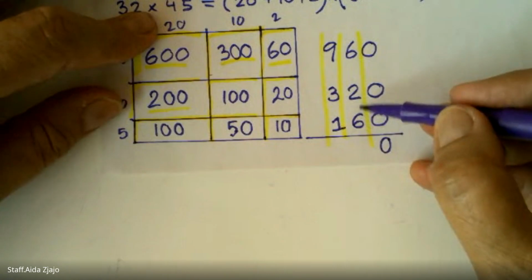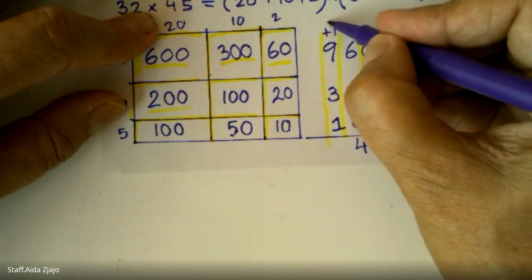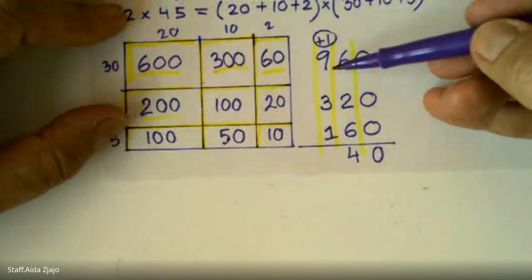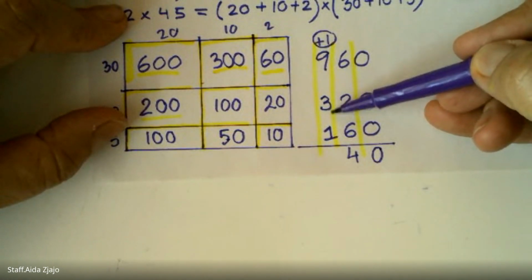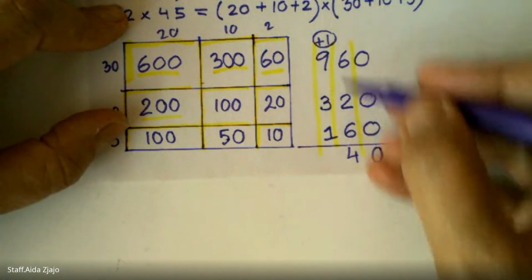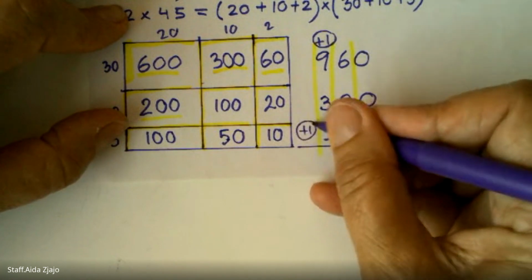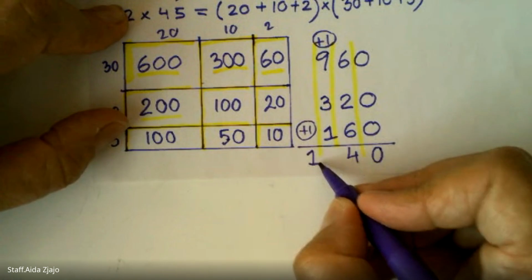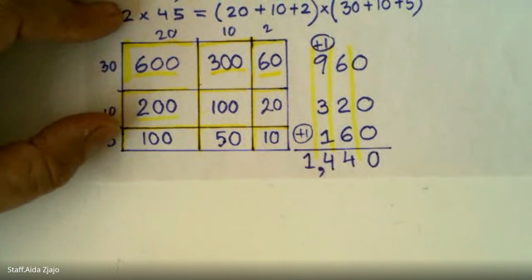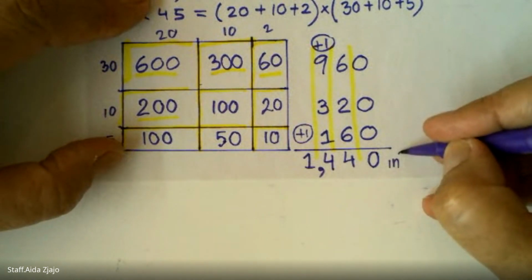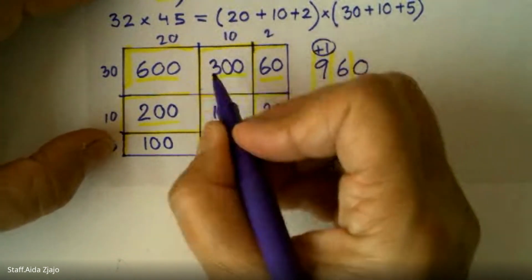So 6 plus 6 is 12, plus 2 is 14, and then you made 100. 100 plus 900 is 10 hundreds, and then 3 more, 13, 14 hundreds. So 14, you made 1 more, that's 1,000 you created, and you have 1,404 inches squared.